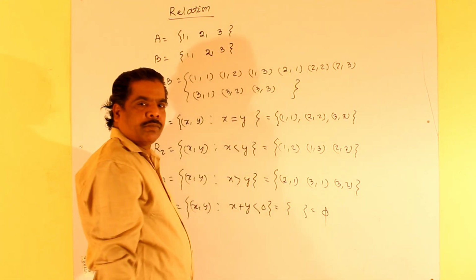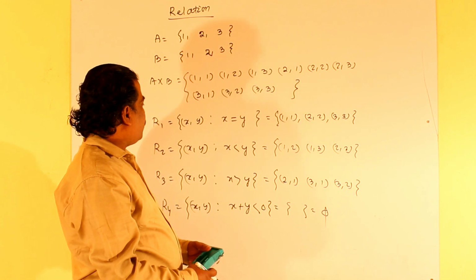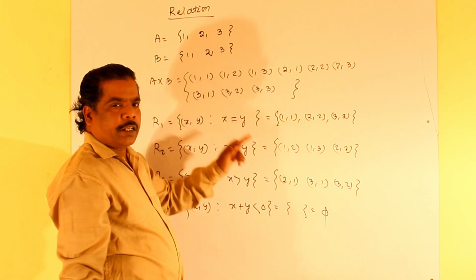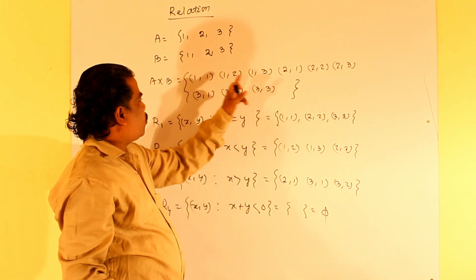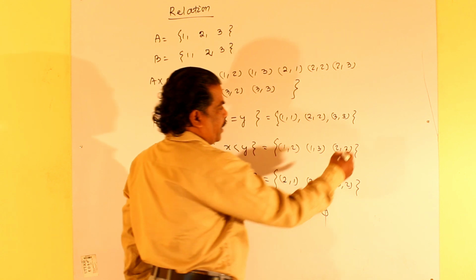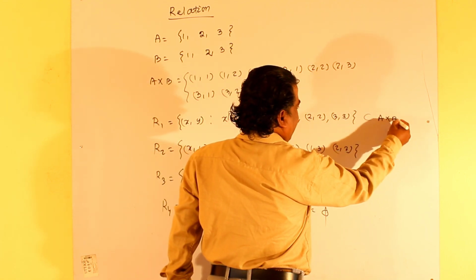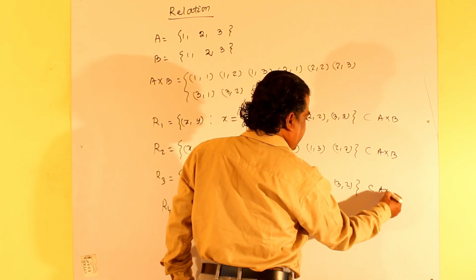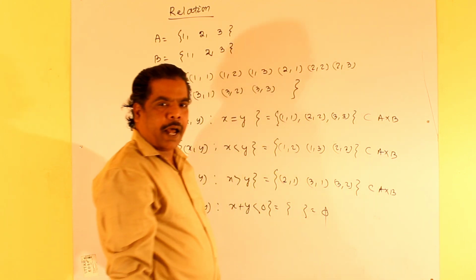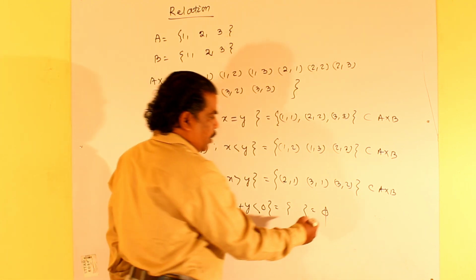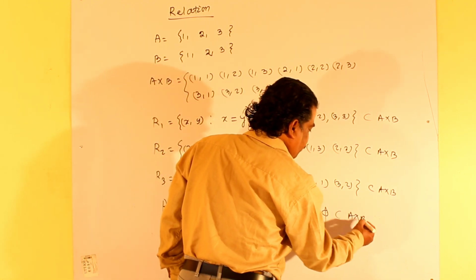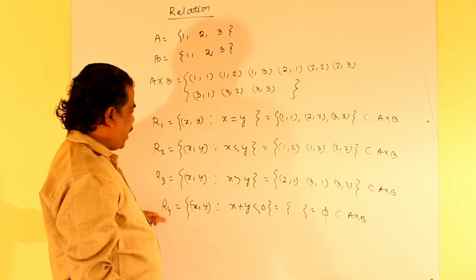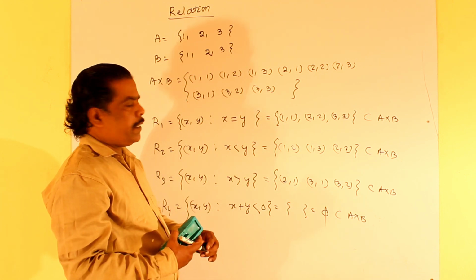Now here we see that R1 is a subset of A cross B. All elements of R1 are also elements of A cross B, so it is a subset of A cross B. Also R3 is a subset of A cross B. And the null set is a subset of A cross B, so R4 is also a subset of A cross B. Now here we observe all relations are subsets of A cross B.